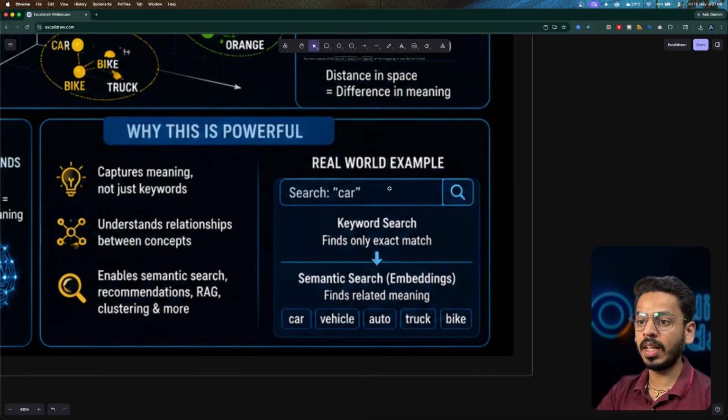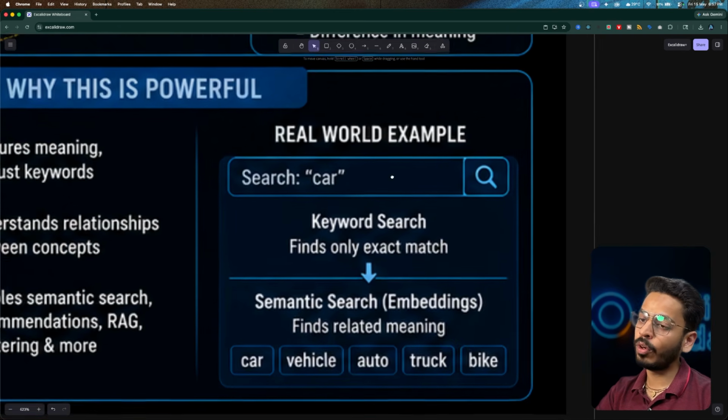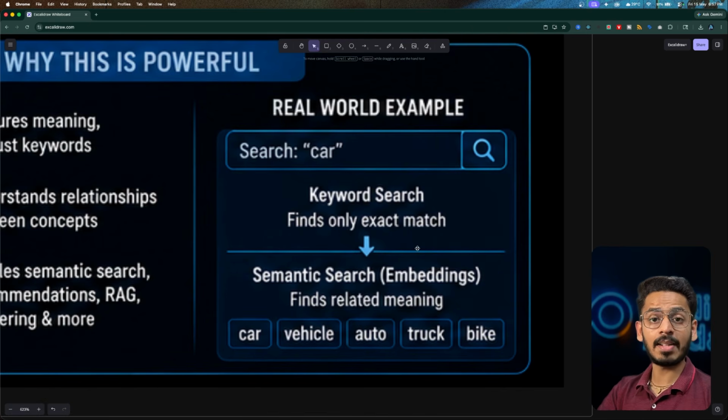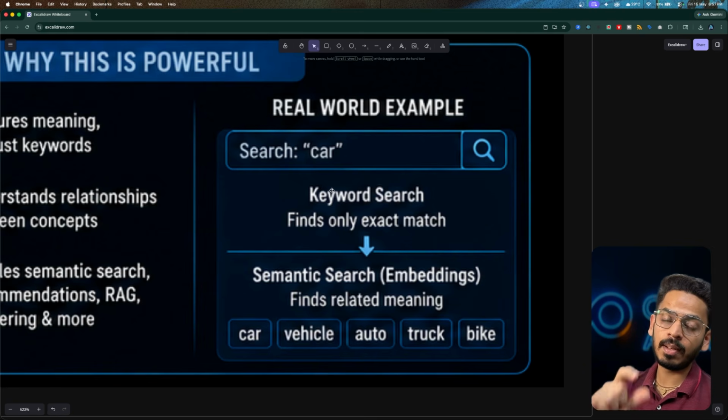We can take a real world example. Before the AI era, when you searched for car on Google, you would only get pictures related to car, because it finds the exact match of the keyword that you have given. But when it comes to AI, with the help of semantic search, meaning embeddings, it will find the related meaning of the input that is given.